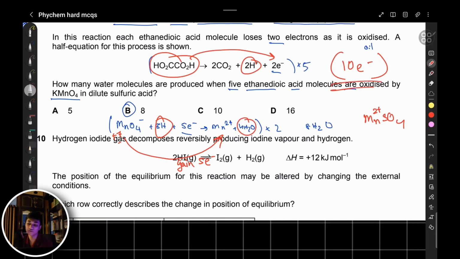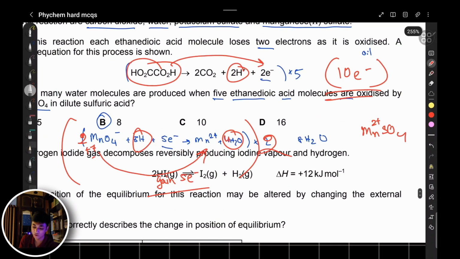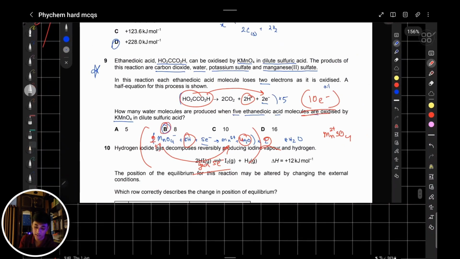But you have 10 electrons, and here manganate is only gaining 5 electrons. So you multiply this entire thing by 2, so that 2 moles of manganate gain 10 electrons, 5 times 2, 10 electrons. That way, the entire equation is balanced. In which case, 4 times 2 is going to give you 8. So 8 is the answer. 8 moles of water molecules are going to be released.